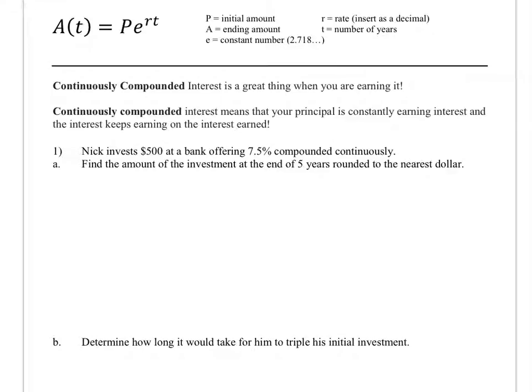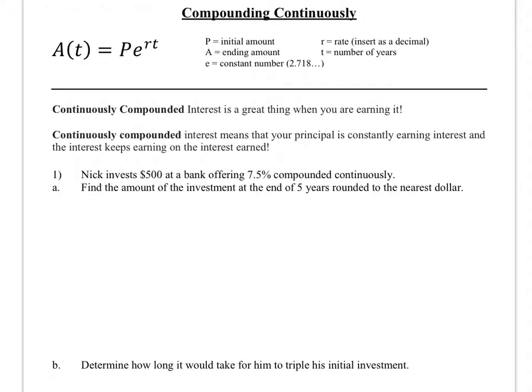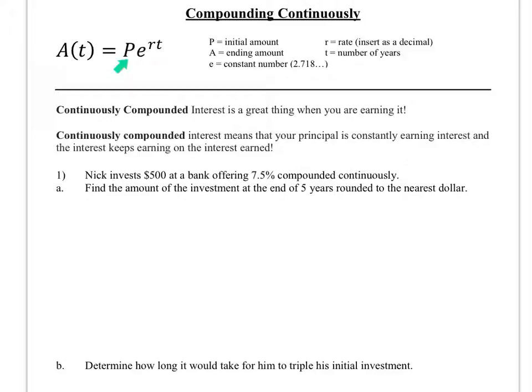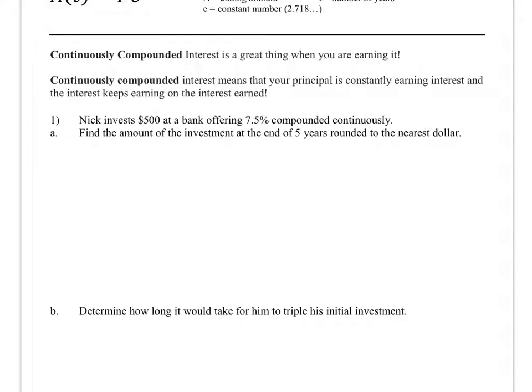this is what we call the PERT formula, because hopefully it's fairly obvious. It spells out PERT. P is your principal, E is E, that number in your calculator, R is your rate, when it's a decimal, and T is your time in years. So it's really kind of an easier formula than our other ones because it spells out a nice word.